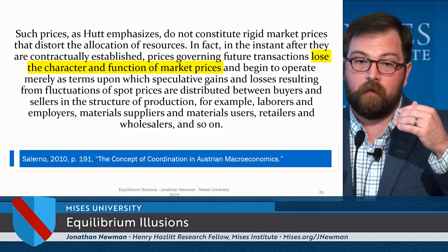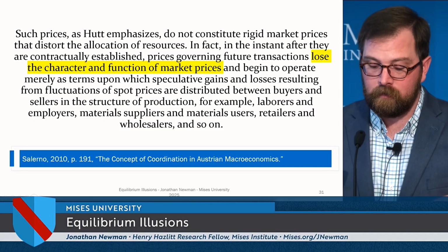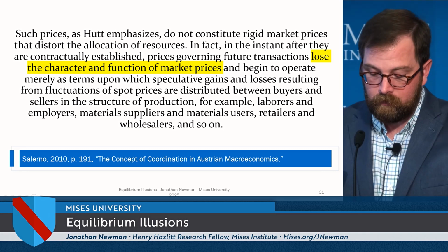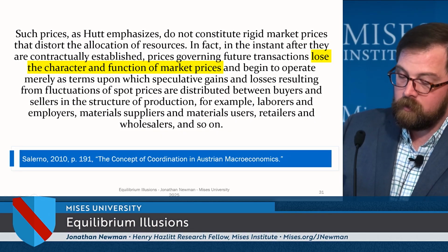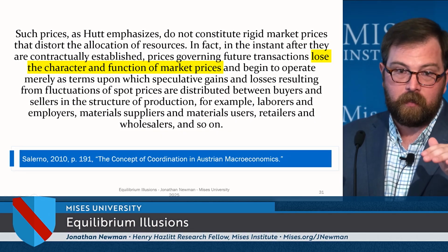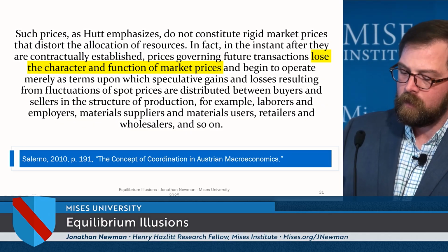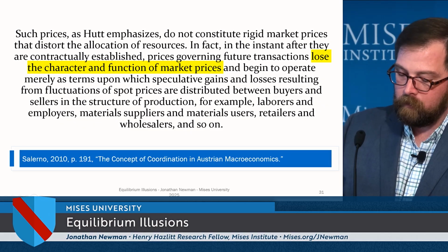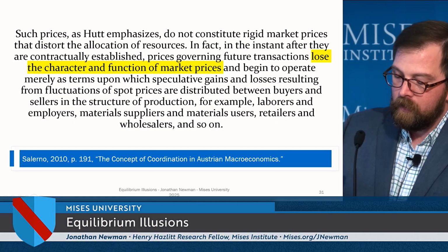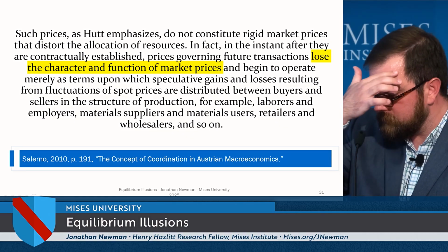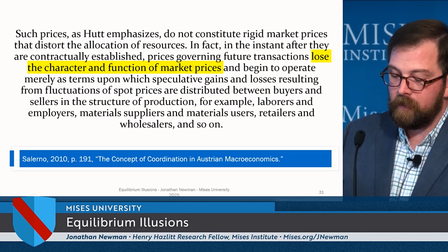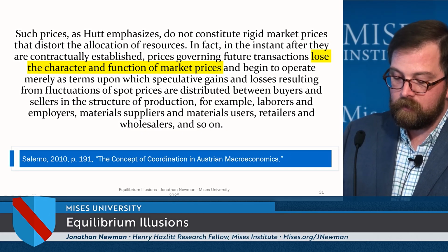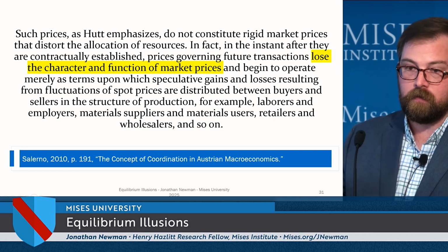And this is something that William H. Hutt described and Salerno summarized. So this is a quote from Salerno's article, The Concept of Coordination in Austrian Macroeconomics. He says, "Such prices," talking about prices fixed by contract, this would apply to debt contracts as well, "do not constitute rigid market prices that distort the allocation of resources. In fact, in the instant after they are contractually established, prices governing future transactions lose the character and function of market prices and begin to operate merely as terms upon which speculative gains and losses resulting from fluctuations of spot prices are distributed between buyers and sellers," and so on.